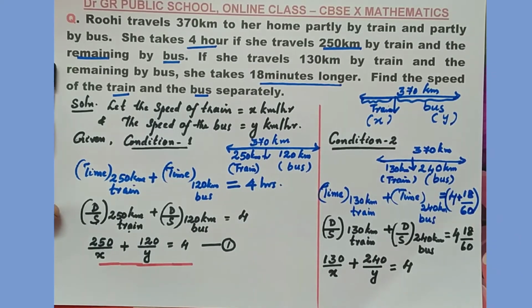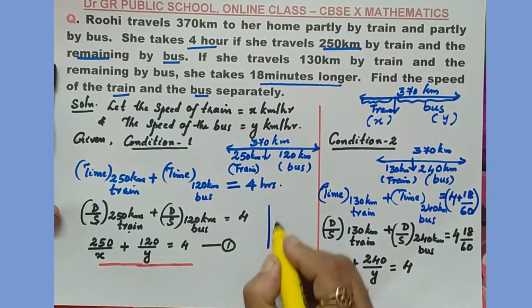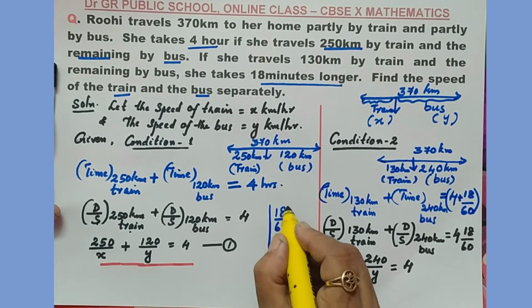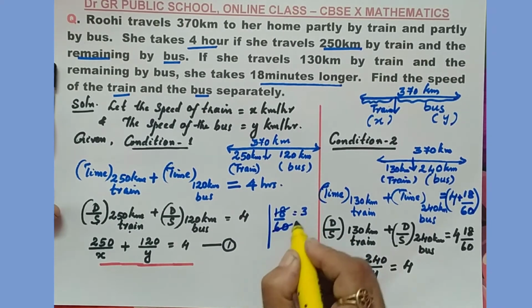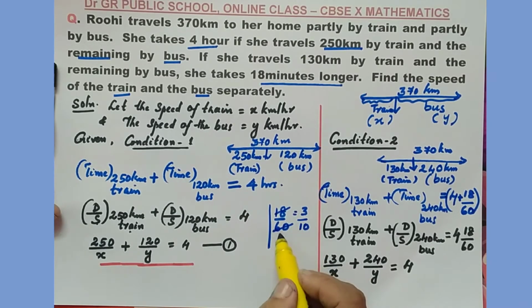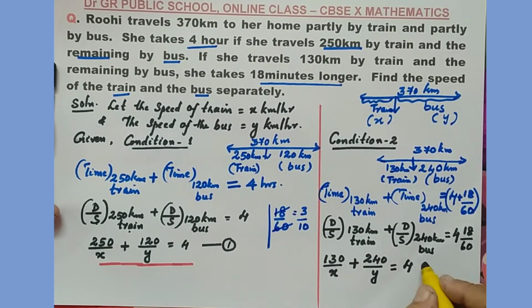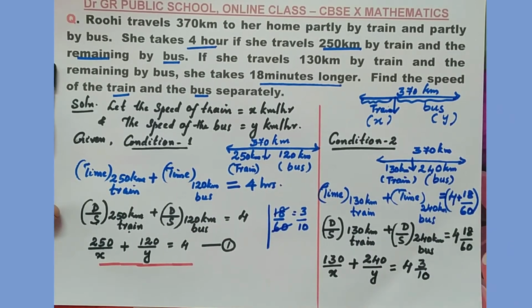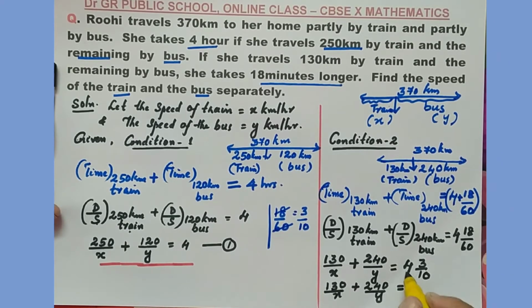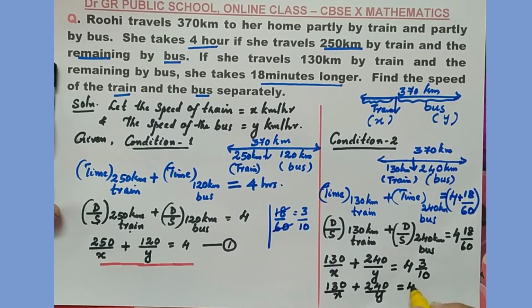I am going to cancel here. Listen here. 18 by 60 can be cancelled with a 6. You get 3, and 60 becomes 10, since 6 threes are 18 and 10 sixes are 60. So 4 and 3 by 10. I am going to write one more step: 130 by x plus 240 by y equals the mixed fraction. We can convert 4 and 3 by 10 into 40 plus 3, 43 by 10. This is your equation number 2.